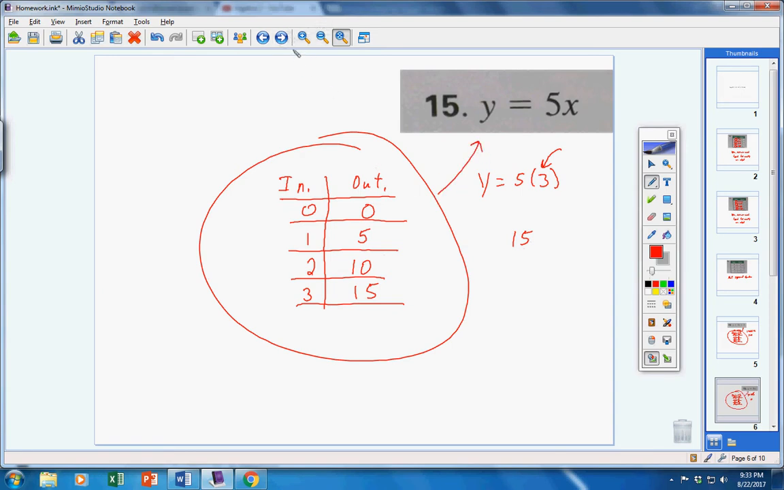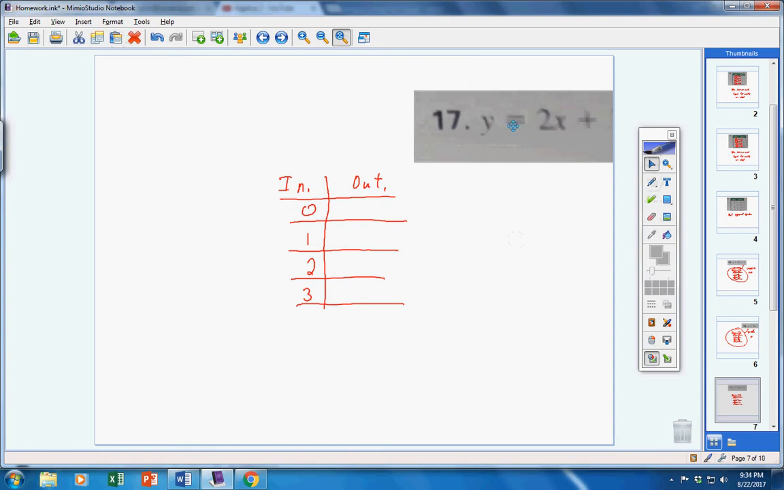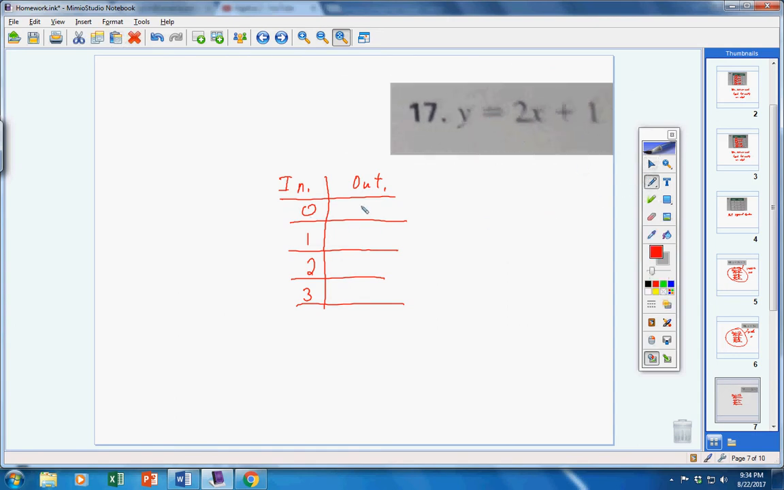Okay, number 17. Alright, here we go. Where the x is, I'm going to substitute 0. So I have 2 times 0 plus 1. 2 times 0 is 0 plus 1 is 1. So there's my output. So when 0 is my input, 1 is my output. Next, I'm going to substitute 1 in for x. So 2 parentheses 1 plus 1. 2 times 1 is 2 plus 1 is 3. So when my input is 1, my output is 3.